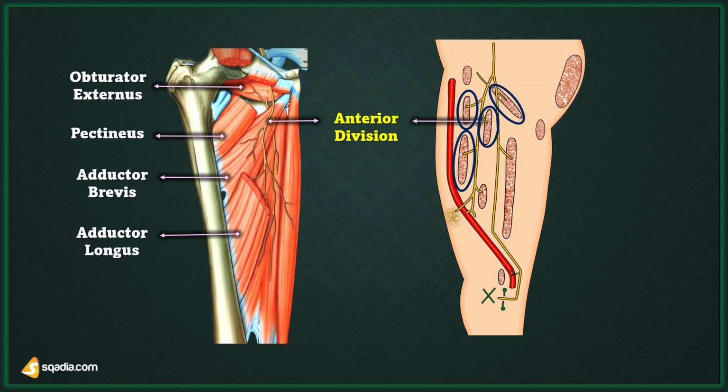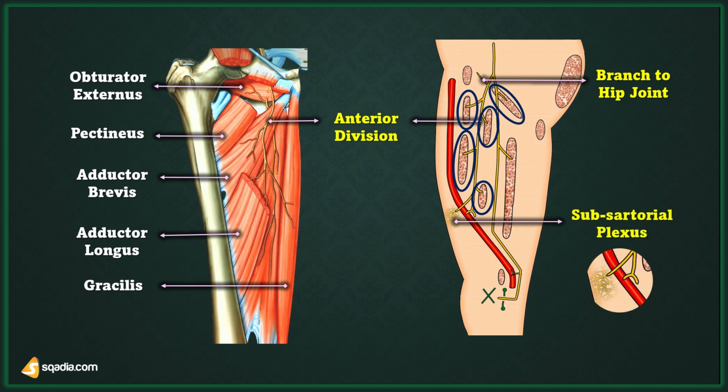The anterior division is also in front of the gracilis muscle, as you can see here. Here's something interesting. The anterior division not only passes along these muscles, but also gives off a branch to innervate them. Additionally, the anterior division gives a branch to the hip joint. Below the lower border of the adductor longus, it supplies a twig to the subsartorial plexus. And guess where the anterior division of the obturator nerve ends? It supplies the femoral artery in the adductor canal. Pretty cool, right?